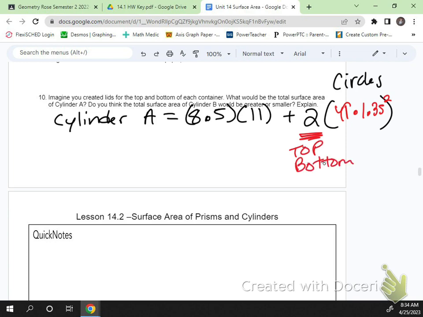So right now with your partner, I want you to figure out what's the total surface area for cylinder A. So you're doing the rectangle plus the 2 circles. What's our total surface area? All we're doing is the rectangle plus the 2 circles.